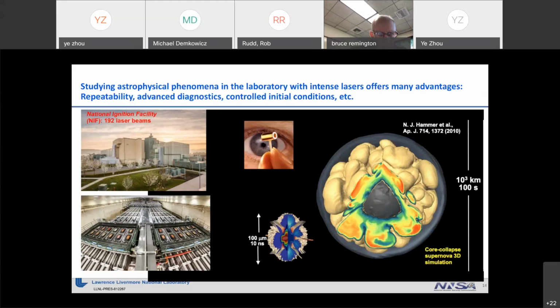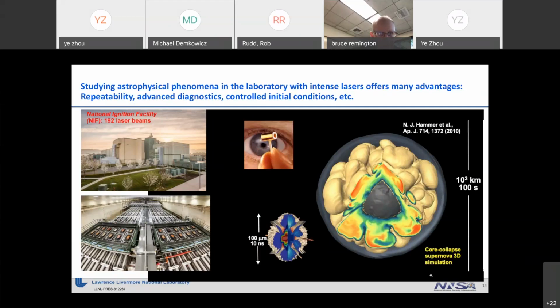Okay, so in Livermore and a lot of different places, there's a big effort to study astrophysics phenomena in the laboratory setting with intense laser systems. My two other speakers are going to talk a lot about experiments. So here is the National Ignition Facility, NIF, in Livermore with 122 laser beams.